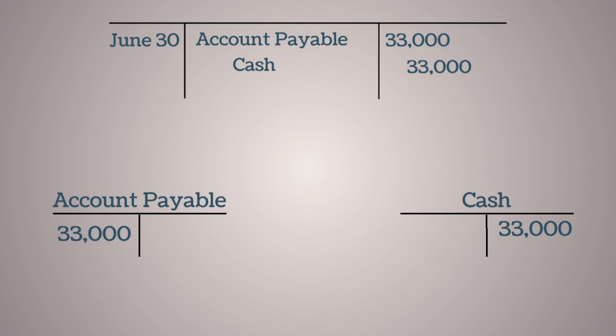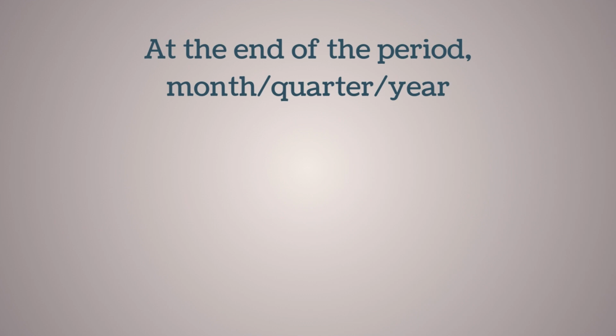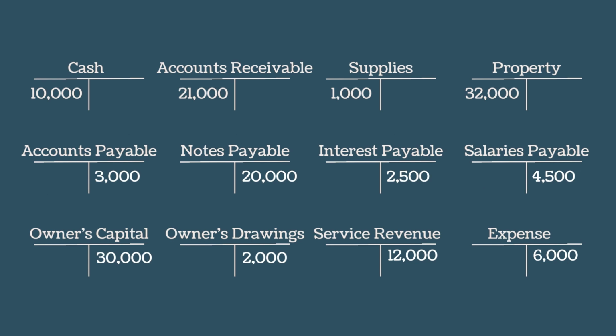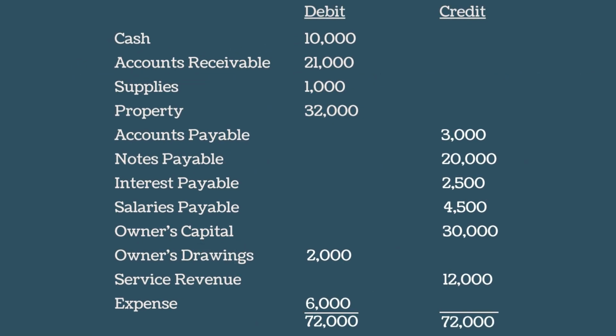At a given point in time, usually at the end of the period, could be a month, a quarter, or a year, we wish to obtain a list of all accounts in the business in order to make sure our books are in balance, and that's where the trial balance comes into play. It's basically the ledger accounts. We put them in a list, each with its debit or credit balance.